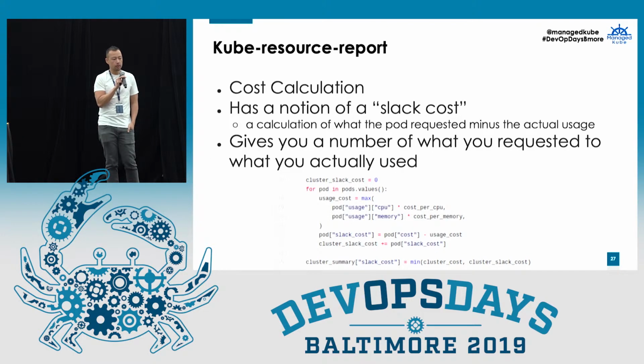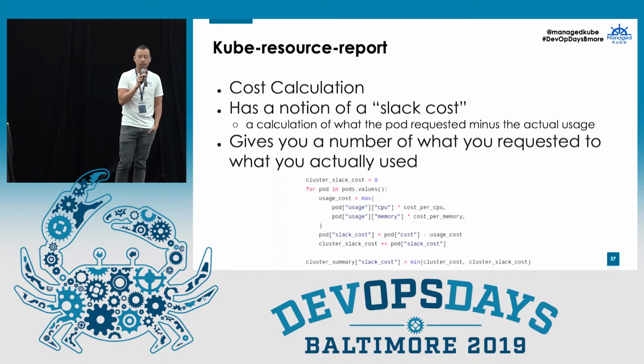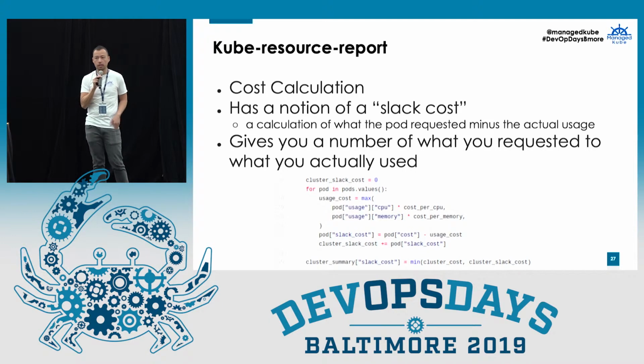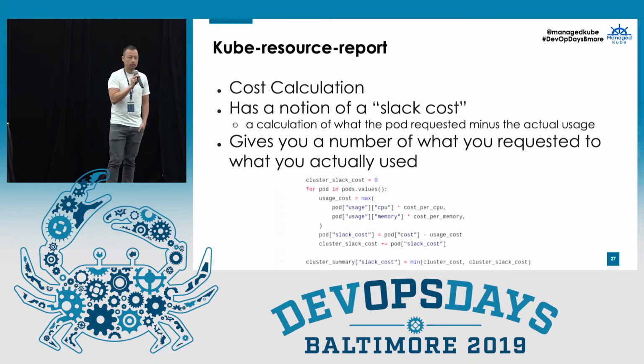Since we're looking at Kube resource report, it also has an interesting metric called slack cost. The slack cost is a calculation of what the pod requested minus the actual usage. So this is really the waste, right? Let's say I requested 4 CPUs, and the actual usage is 2. That would mean that I'm wasting 2 CPUs there that are just sitting idle. And Kube resource report tells you this.